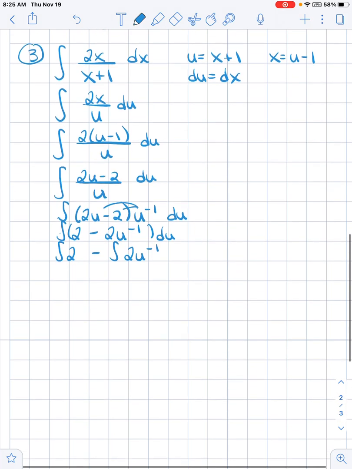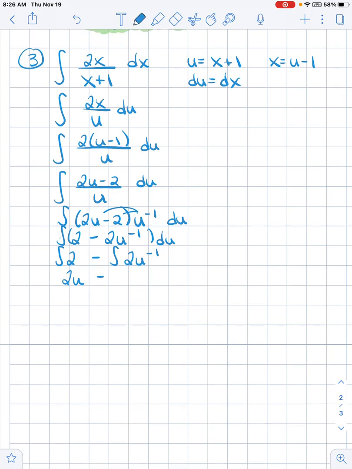I'm getting lazy with my du by not writing it. The antiderivative of 2 is just 2u, not x, because we're dealing with u's right now. We've made the u substitution. And this one was that same problem we had before. If I add 1 to this, that makes that exponent 0, and I can't divide by 0. So let's think about it in a different way.